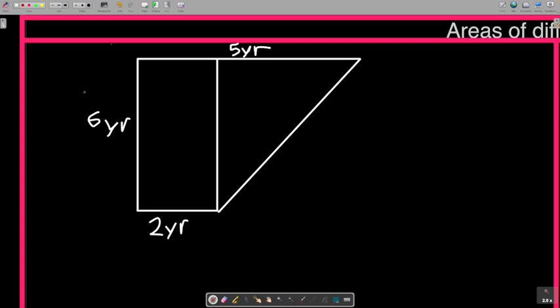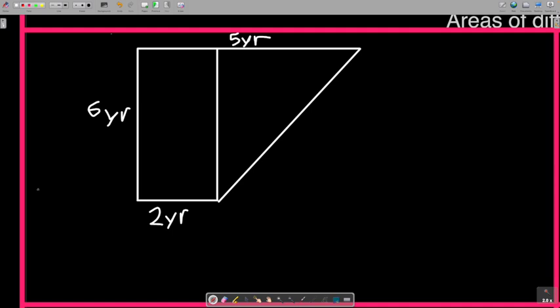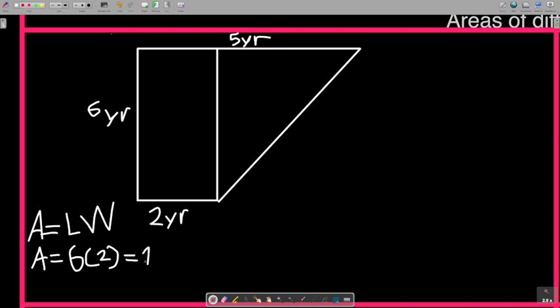So we have a rectangle and triangle. First, let's solve the rectangle. So we know that the area of a rectangle is length times width. The length is 6 and the width is 2. So we're going to have 6 times 2, which equals 12. 12 yards squared. So let's remember that the area of the rectangle is 12 yards squared.